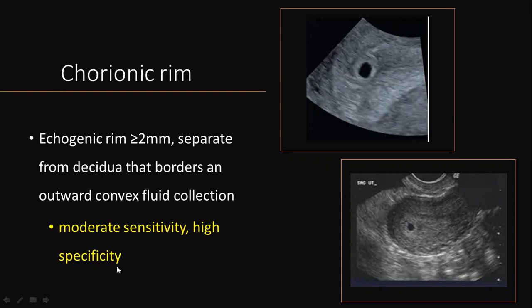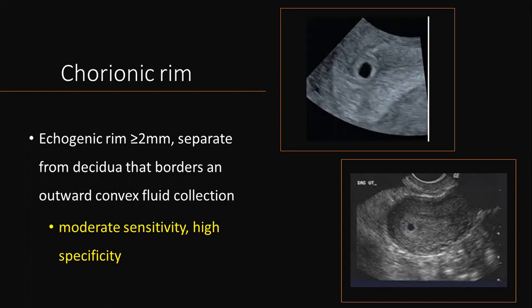So we have our echogenic rim, which is greater than 2 millimeters, and this one has moderate sensitivity, but it has high specificity if we see this chorionic rim around our gestational sac. And take note that you will also see this same chorionic rim, or this echogenic rim, around our gestational sac, even in a case of ectopic pregnancy.